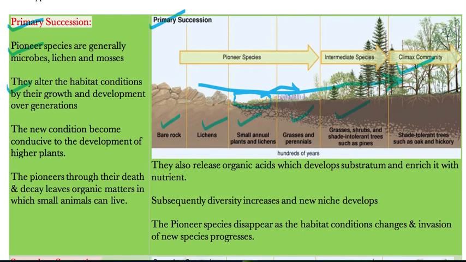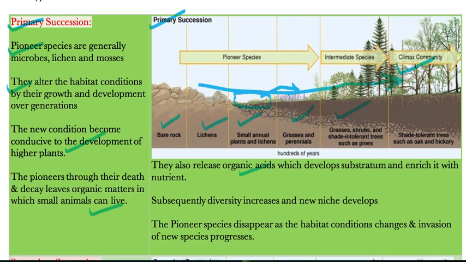Any plant will develop in the soil, not on the rock. So they are responsible for the creation of substratum. Now the new conditions become conducive for the development of higher plants. Then the pioneers, through their death and decay, leave organic matter in which small animals can live. For example, bacteria and other small animals can survive over that, and that will also enrich the soil. So they also release organic acids which develop substratum and enrich it with nutrients.